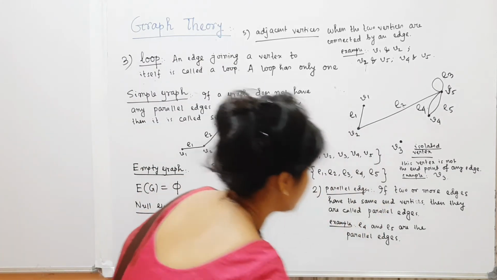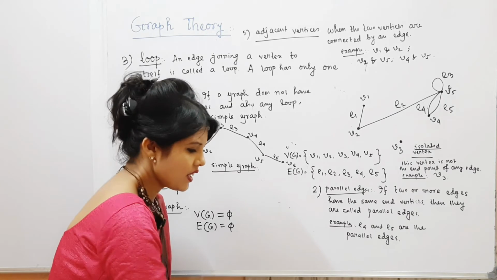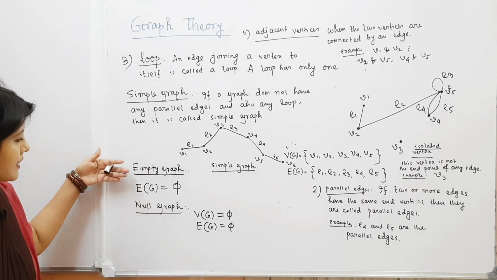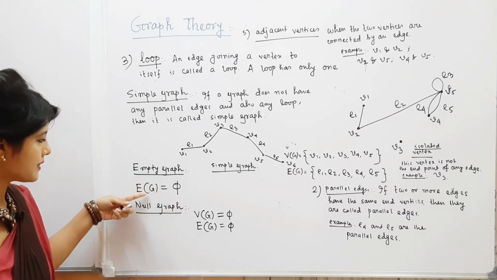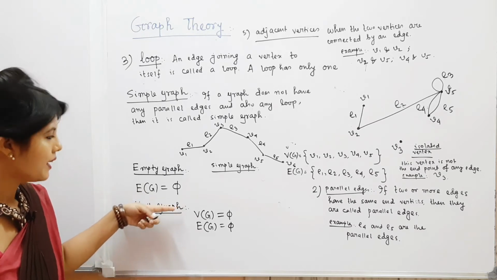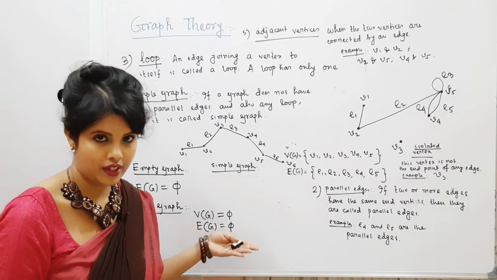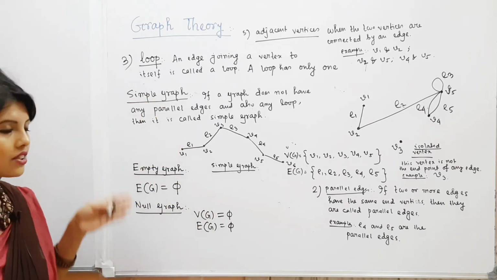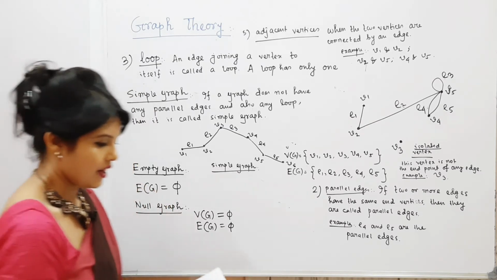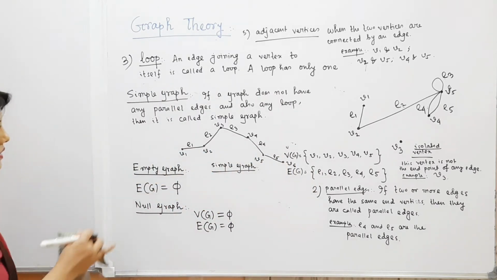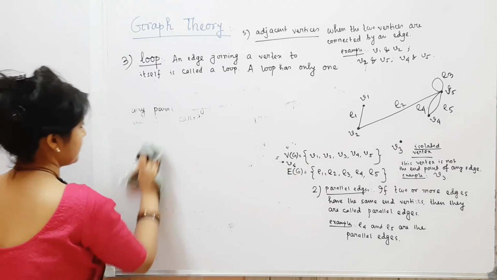Now next I am coming to a very important definition, that is the degree of a vertex. So till now what I have learned here: the empty graph is a special type of graph where the set of edges is empty, that is there are no edges. The null graph has no vertices as well as no edges. And a simple graph does not have any parallel edge or any loops. Now I am coming to a very important terminology, that is the degree of a vertex.